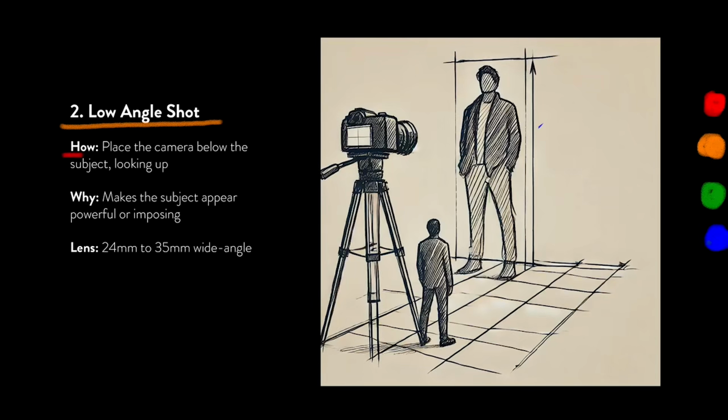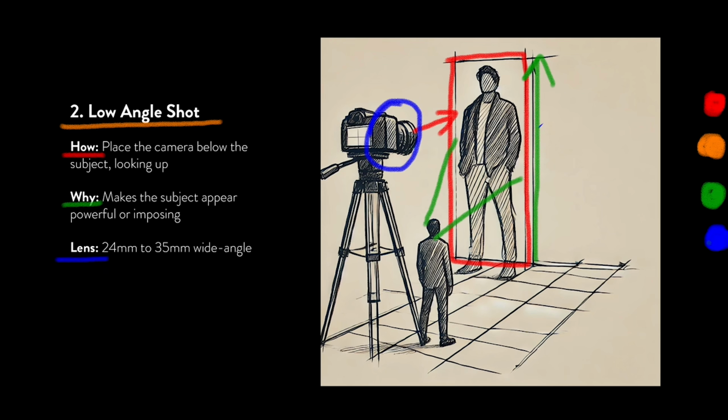Number 2, low angle shot. Place the camera below the subject, looking up. This makes the subject appear powerful and imposing. The best lenses are 24 to 35mm wide angle. Star Wars: A New Hope introduces Darth Vader at a low angle, which makes him appear powerful and intimidating.